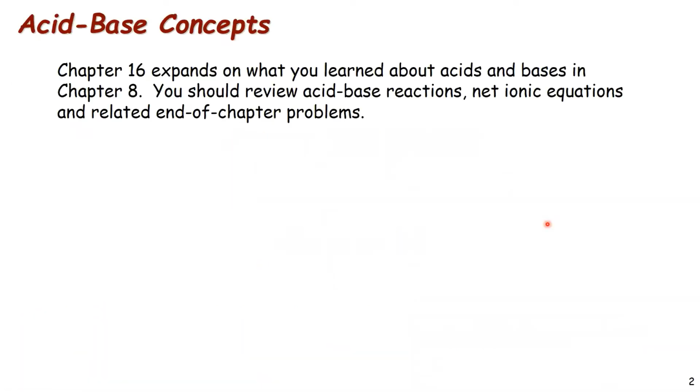So this is basically an extension of chapter 8, the sections that we talked about in acid-base chemistry. If you don't remember, you should probably go back and review the acid-base reaction, how to write molecular, complete ionic and net ionic equations, and do any of the end of chapter problems that you're going to need to. Because again, I'm going to assume that you know how to do that since you've already had that course.